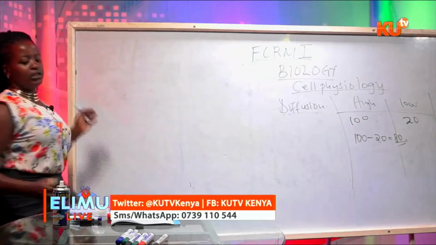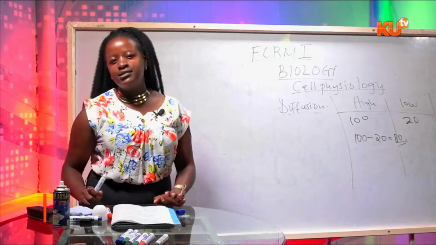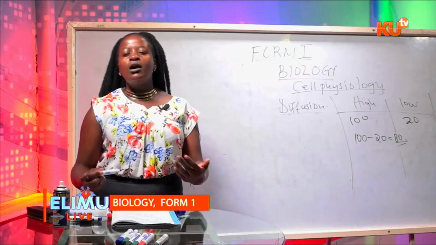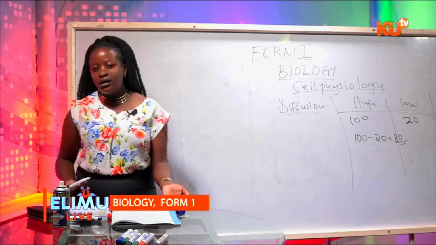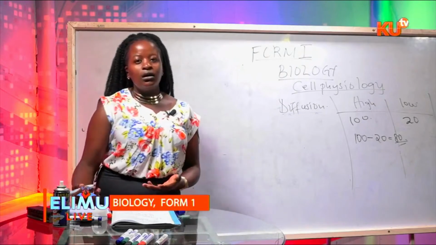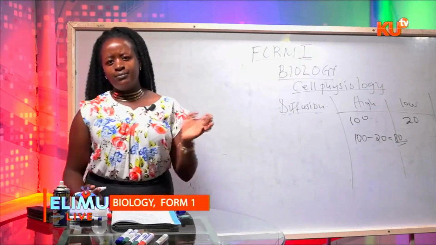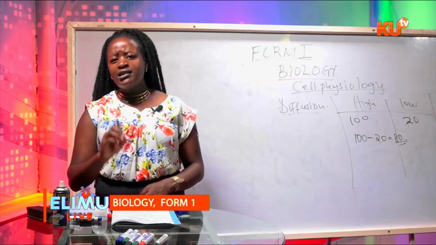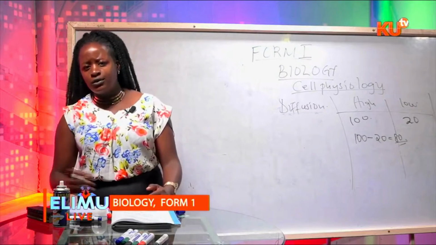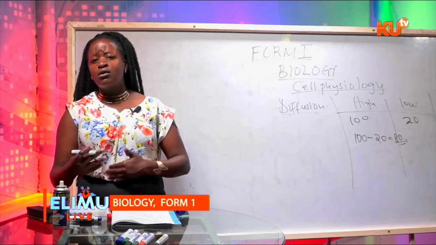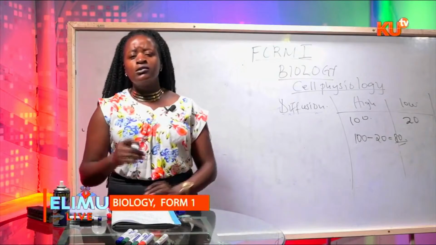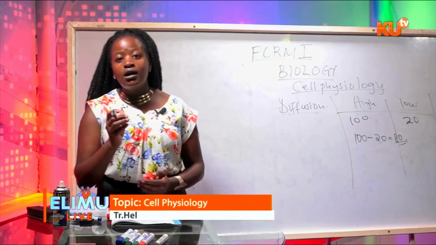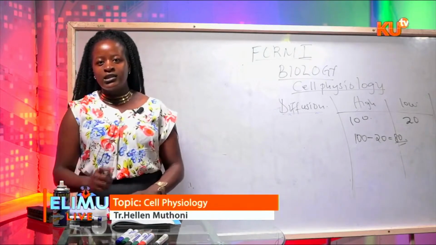So we are going to continue. After the experiments, we are going to look at what affects diffusion. What makes diffusion to be fast? What makes diffusion to be slow? What makes diffusion to be higher? And what makes it to be low? So there are factors that affect the rate of diffusion. Rate means how fast or how slow something happens. So there are factors that affect how fast diffusion takes place or how slow diffusion takes place.